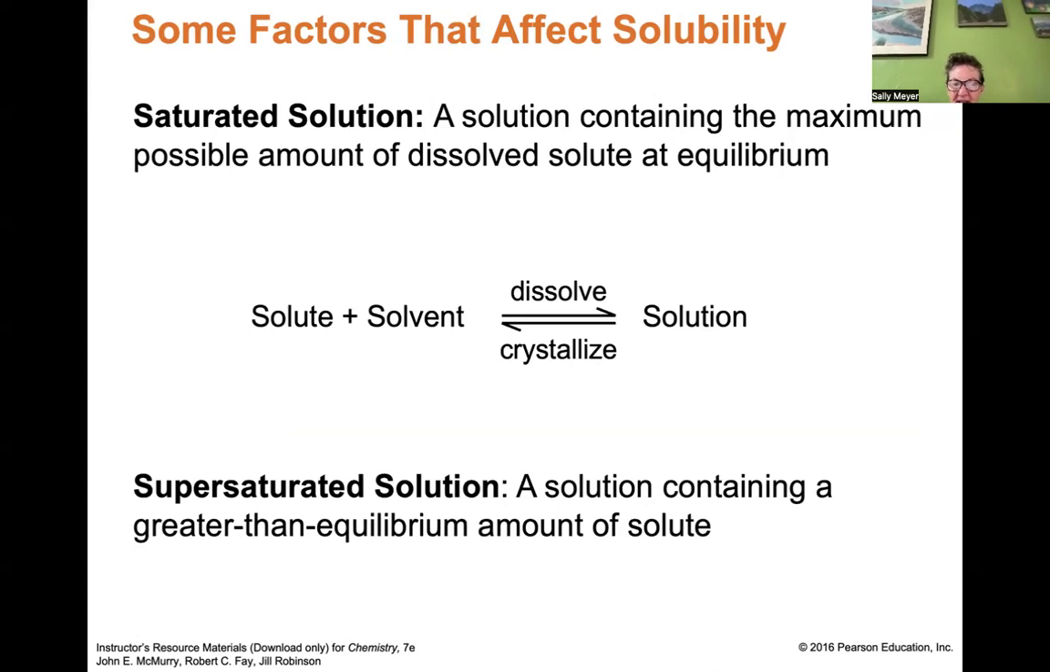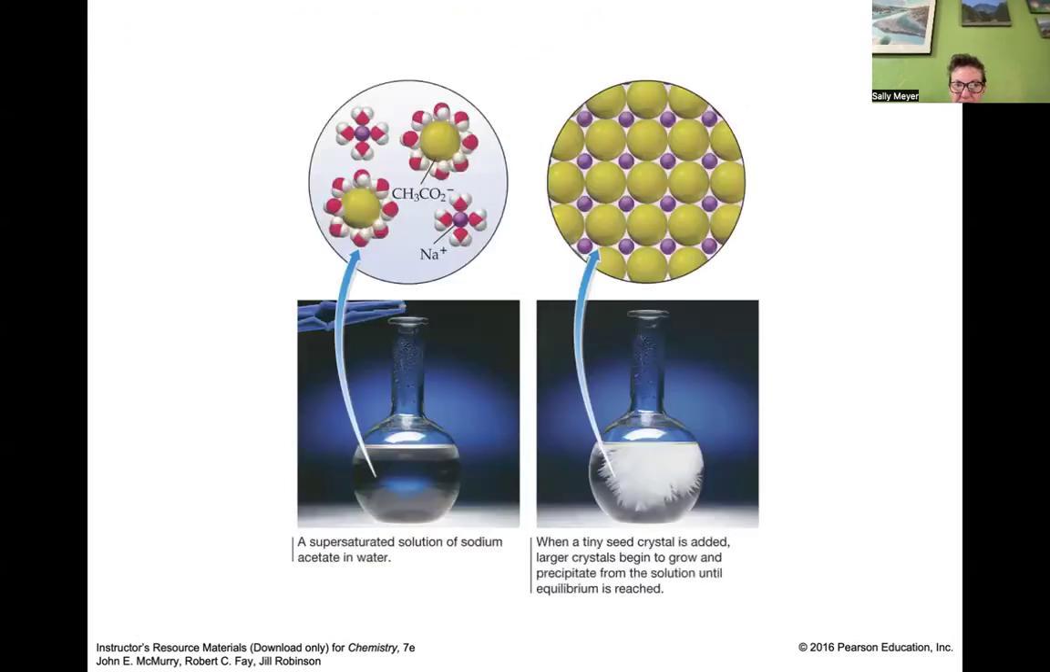You can create that often if solubility is temperature dependent. You can raise the temperature way up, dissolve a whole bunch, and then as you cool it off, it has more in it than it should at those lower temperatures. But until the kinetics are right and the solute starts to precipitate out, you can have this solution that has more in it than equilibrium would suggest.